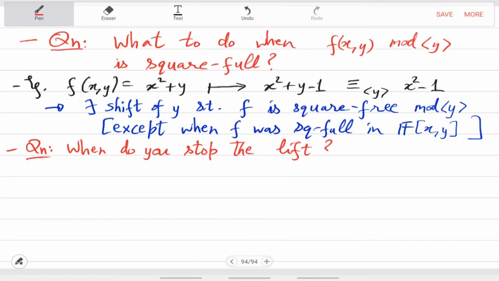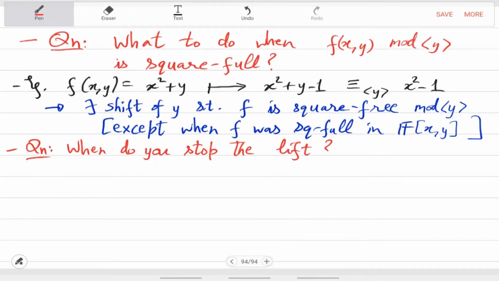Because you have seen this example where the polynomial was irreducible and it kept on factoring mod y to the 2 raised to k ad infinitum. So when do you stop and output that either the polynomial is irreducible or the polynomial is reducible? You cannot do this for very long. So at some point you have to stop and make a decision.